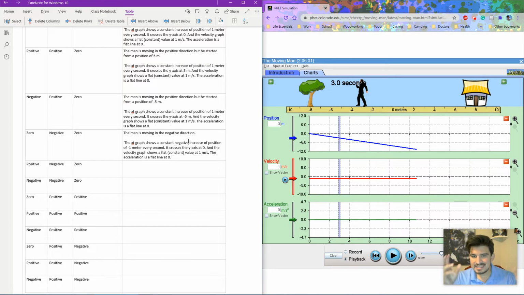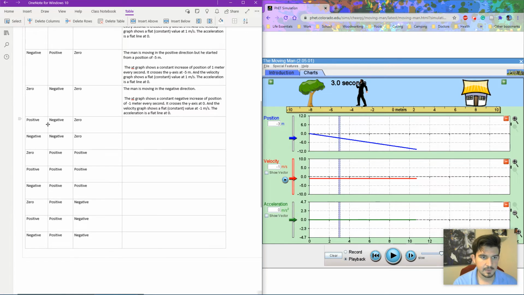We'll talk about what it means to decrease in just a second. Okay. So he has a constant negative increase of position of -1 meters every second. He crosses the y-axis at 0 because he still started at 0. And the velocity graph shows a flat constant value at -1 meters per second, which is exactly what we see here. The acceleration is a flat line at 0. His velocity is still not changing. Okay, halfway there. Positive position, negative velocity, 0 acceleration.